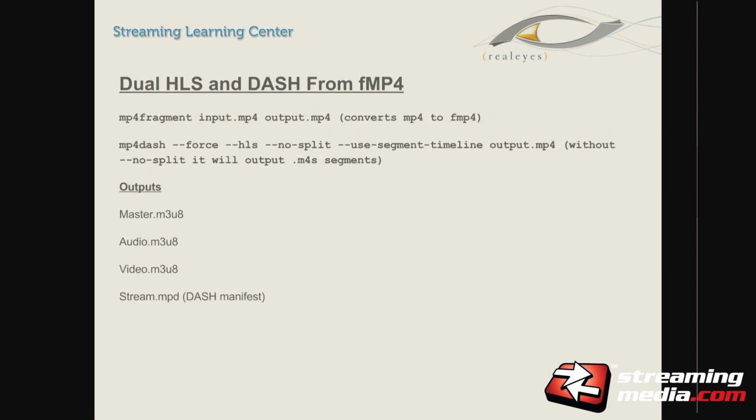If you want to get both HLS and DASH, you can work on that where you take your input and do your MP4 fragments, which will give you your actual MP4 fragments that will then be used for both of them. Then you do an MP4 DASH, specify also HLS, no split, use segment timeline, output, and the key thing here is the no split will output M4S segments.